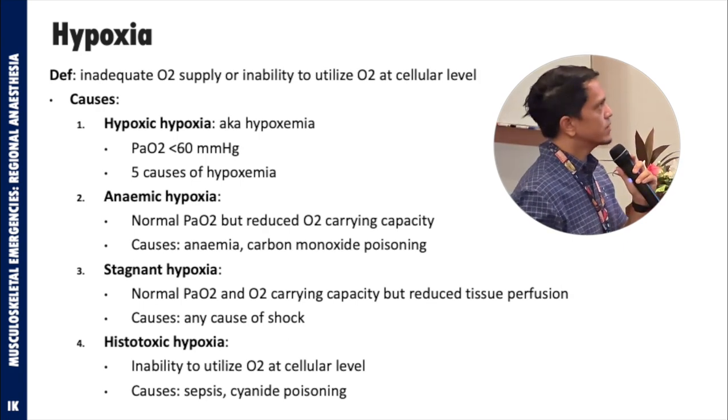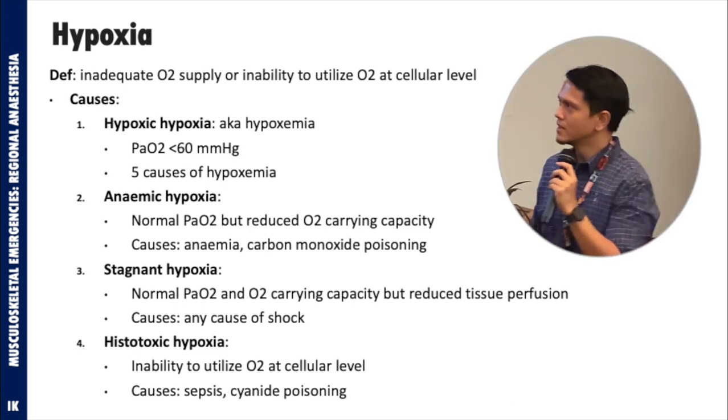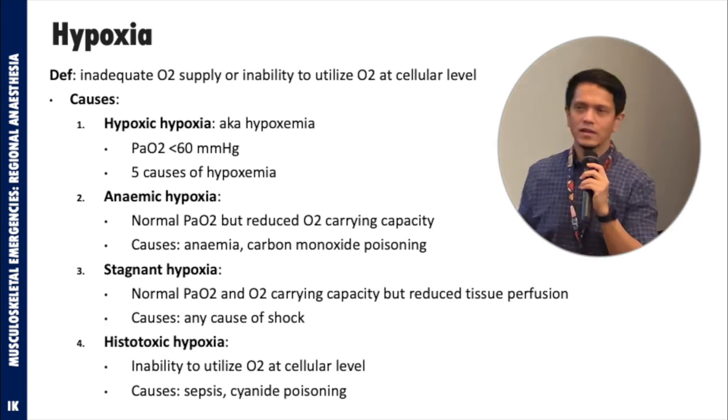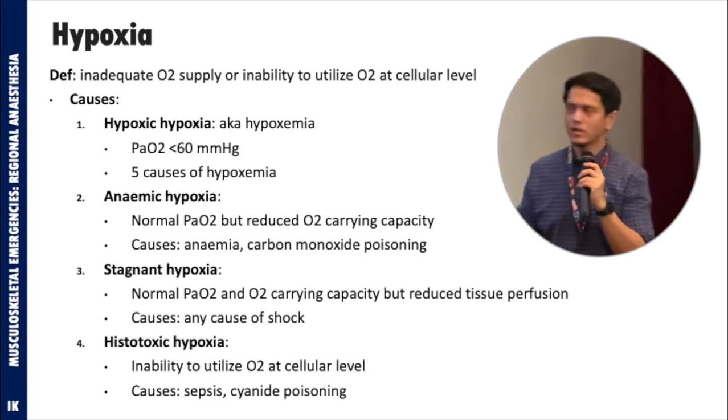Anemic hypoxia is when PaO2 is normal, so you're not hypoxemic, but the blood cannot carry as much oxygen, so anemia. Oh, carbon monoxide poisoning. All of you know that carbon monoxide binds more avidly to hemoglobin, 230 times more. So it's like having anemia. Stagnant hypoxia is when the cardiac output is reduced. There's no blood flow, no shock.